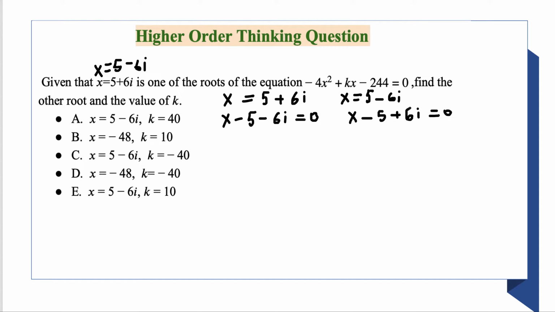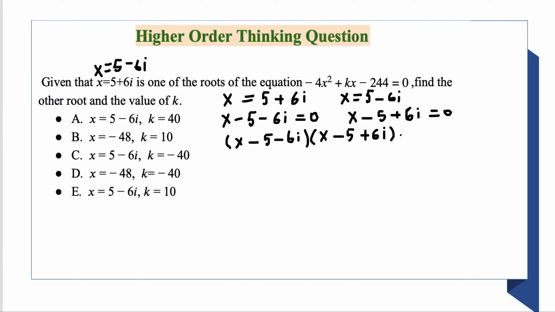Now if I take both of them and multiply, for example, to create the quadratic equation, it is the factor x minus 5 minus 6i, and the other factor is x minus 5 plus 6i, and everything is equal to 0.